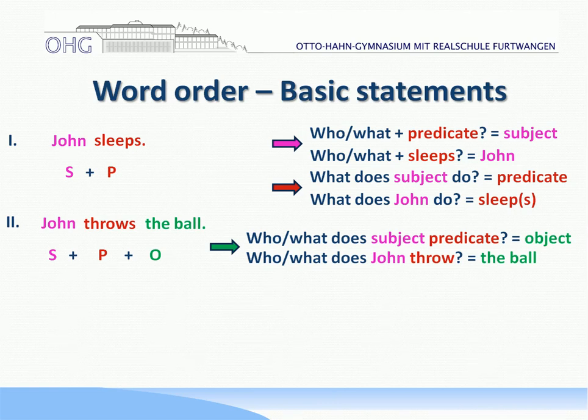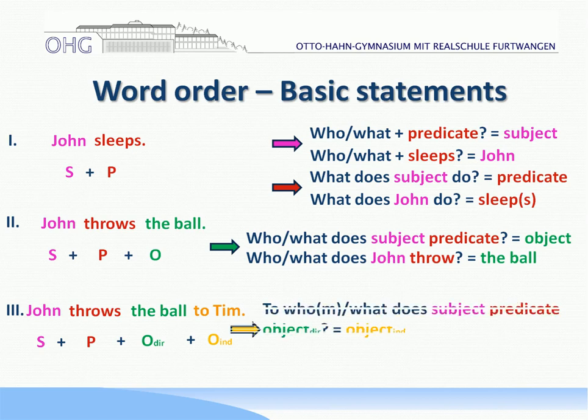Now, if we make this even a little more complicated, we take John throws the ball to Tim. Now we recognize John, we recognize throws, we recognize the ball, but what about to Tim? We have subject and predicate, that's clear. Then we have the object, but you see that it says dir, and that stands for direct object. And to Tim is the indirect object. So to whom or to what does the subject predicate the object direct, the object indirect?